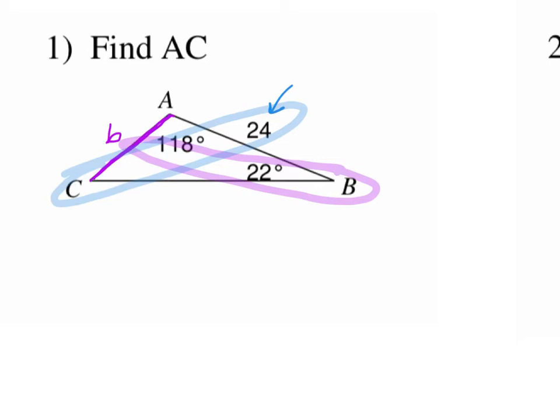What angle does 24 correspond with? A, B, or C? I just circled it. C. Do we know what angle C measure is? Can we figure it out? How?